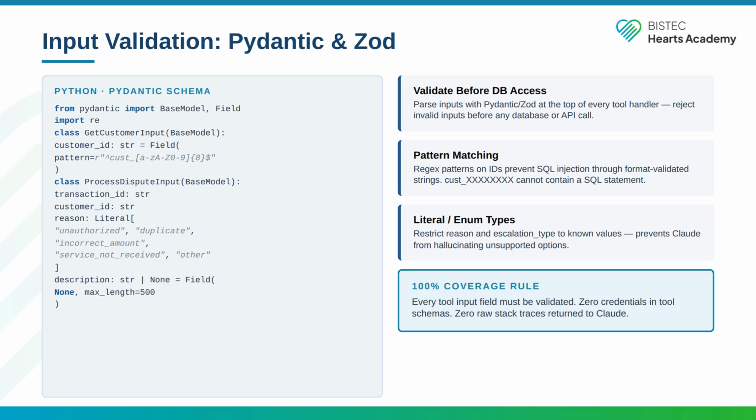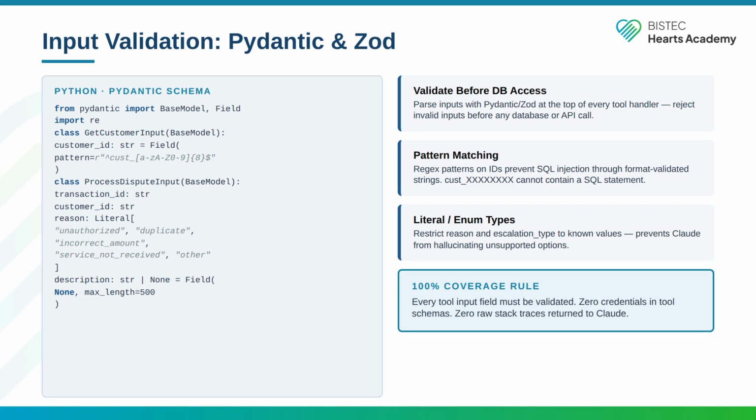The validation pipeline is always the same sequence. Receive tool call arguments, parse with Pydantic or Zod. On validation error return is error true. On success proceed to database query. This pipeline must exist in every tool handler with no exceptions.